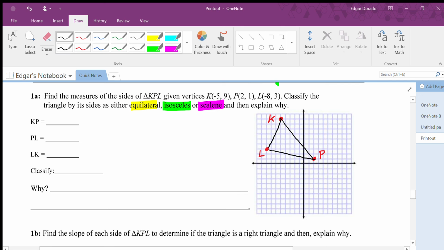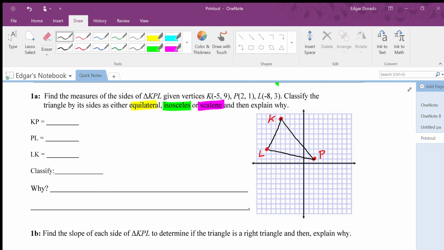Now, we can't really decide whether we have equilateral, isosceles, or scalene just yet, because we really don't know what those lengths are. I mean, we can kind of make out which ones look similar, which ones look longer, which ones look shorter, but we have to have solid evidence of why this particular triangle is equilateral, isosceles, or scalene. But in order to do that, remember, we need to know if the lengths are the same. We need to know if the distance between those 2 points, in other words, the lengths, are the same. So why don't we go ahead and calculate the distance of KP?